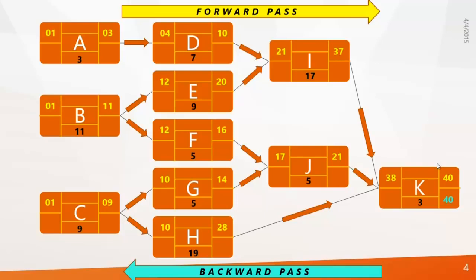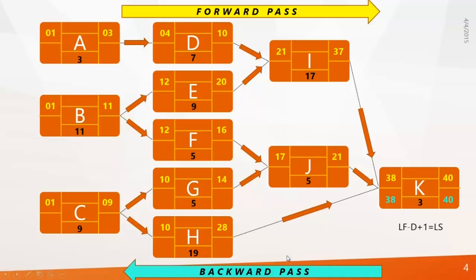Now we need to calculate everything in reverse order. Remember how we calculated the early finish of activities in the forward pass? We add the duration to the early start and deduct 1. So to find out the late start, you need to subtract the duration from the late finish and add 1. So the late start of activity K becomes 38, and the equation is late finish minus duration plus 1 gives you the late start.